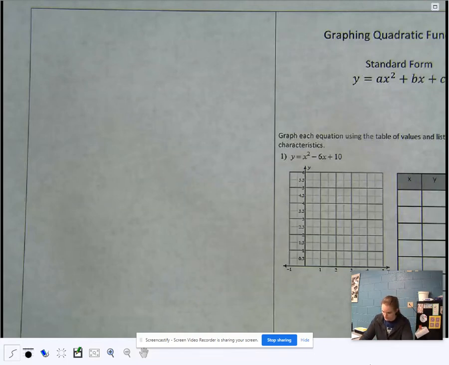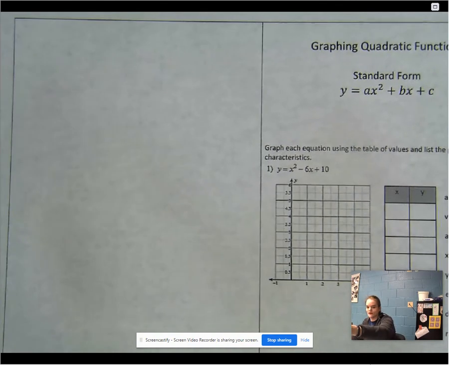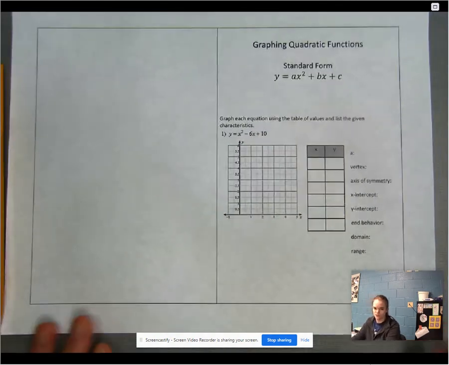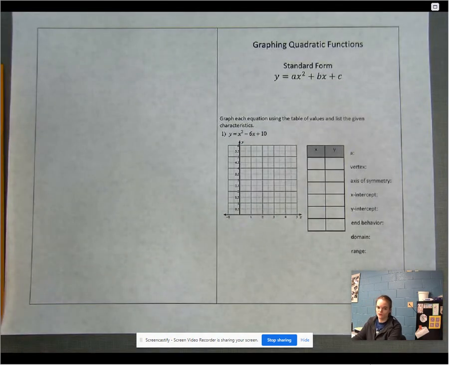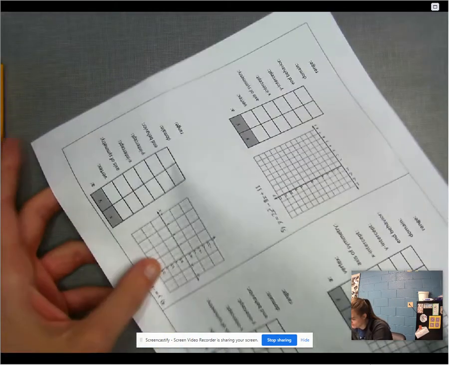Alright guys, today we are going to finish up graphing quadratics. Today we're graphing quadratics in standard form. This is a foldable that's attached to this video, so if you can print it off, do. If you can't, well, get a piece of paper and create a foldable. Go ahead and fold it in half and we're going to talk about it.